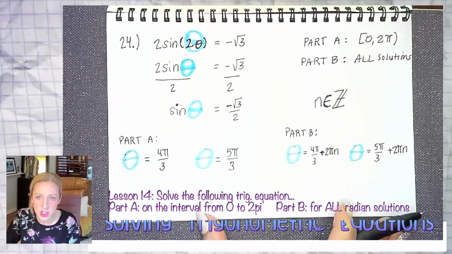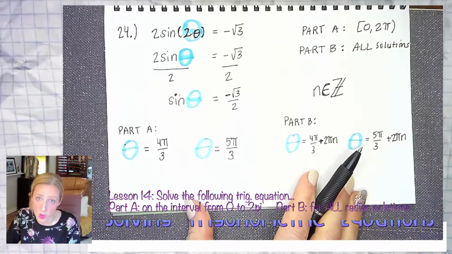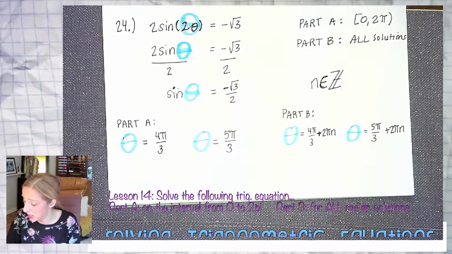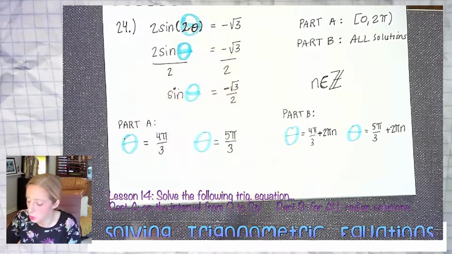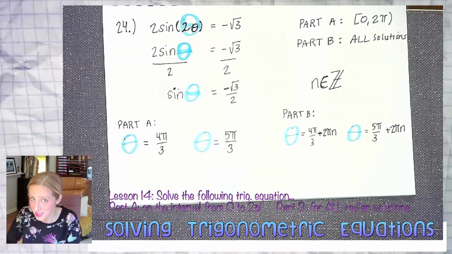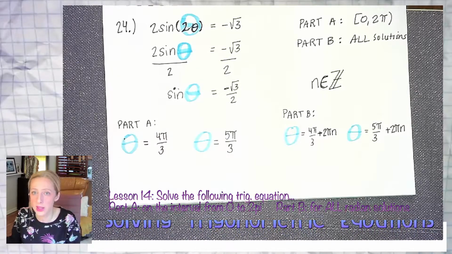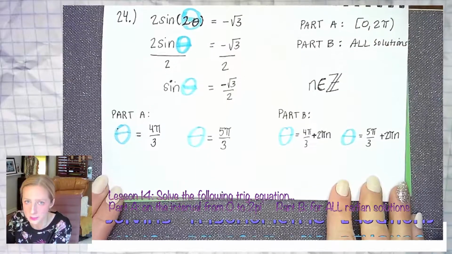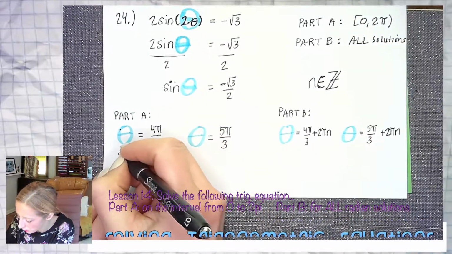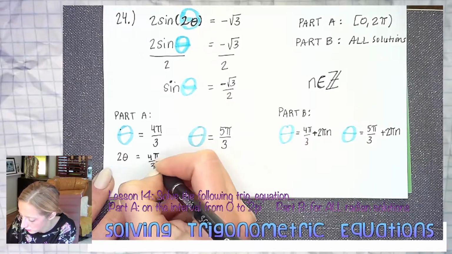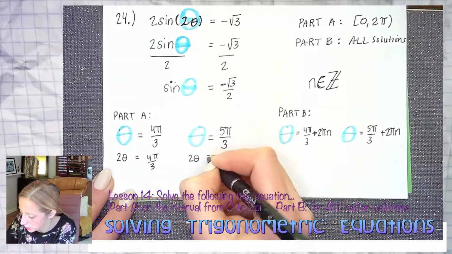Now, just to finish this problem up, because it wasn't a big blue theta, right? We were solving, instead of for theta, theta was really a 2 theta. So in the next step, I'm going to revert it back to what the original problem was. So I'm going to write 2 theta equals 4 pi over 3, and 2 theta equals 5 pi over 3.